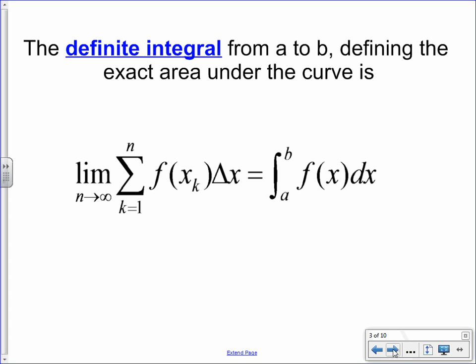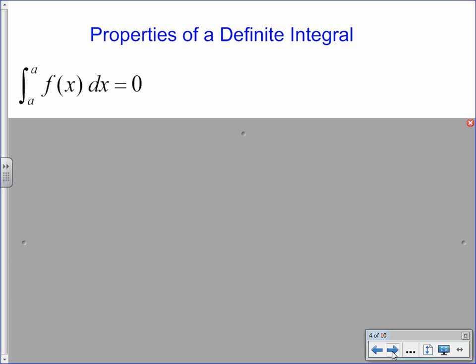Okay, so we're going to talk about a couple properties just so we understand the notation, and then we'll come back to this concept. So first property, if we integrate from A to A, since this is representing area, if we start and stop, we don't go anywhere, the integral is 0.